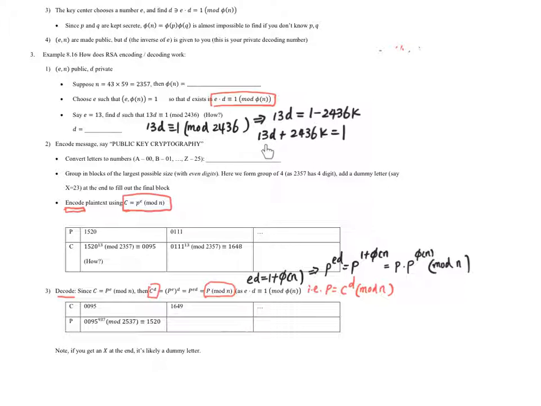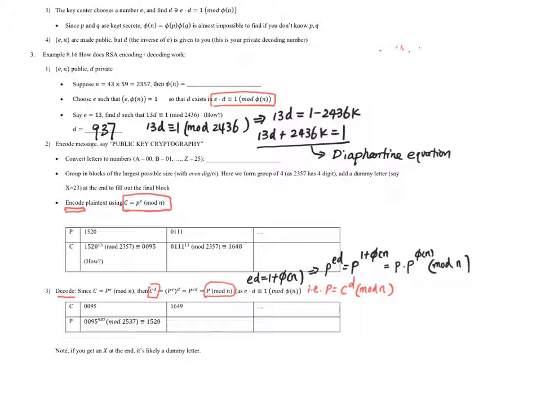Basically, you want to use the Euclidean algorithm and then write the greatest common divisor as a linear combination of 13 and 2436. So I'm going to skip that. The answer is 937 here. If you need to review this and you don't know how to do that, the Diophantine equation is what you want to review.